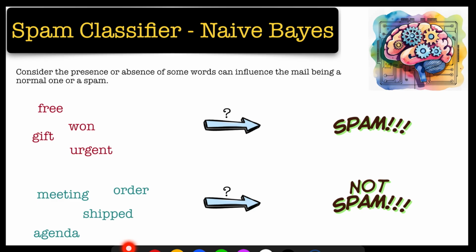But even in that case, for our dataset, for the mails we just saw, if words like free, win, gift, urgent are present, the probability of it being spam is more. If we have words like meeting, order, shipped, agenda, then the probability of it not being spam is more. Of course, different mail datasets will have different words, but we'll just assume different words will influence the mail being a normal one or a spam one.